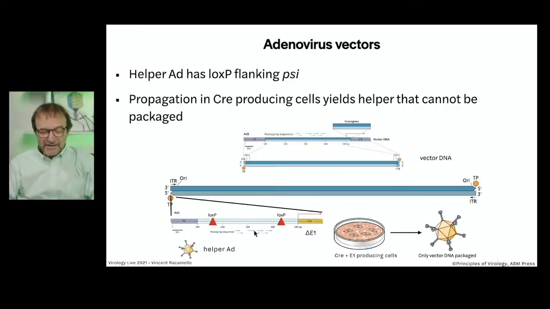You put both of these DNAs into cells that are producing not only E1, so that the helper virus will make more copies and a lot of protein, but they make Cre also. And so as the helper genome reproduces, the packaging sequence is deleted so that those helper genomes are never packaged. So it's a little bit complicated, but I give it to you as an example of the incredibly clever approaches that we can take when we have these tools. And we wouldn't have them if we weren't curious and just pursued our curiosity as scientists.